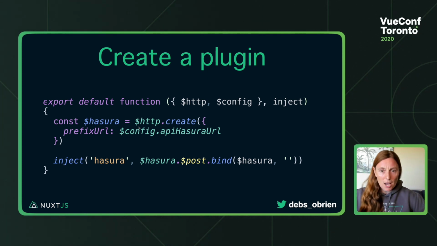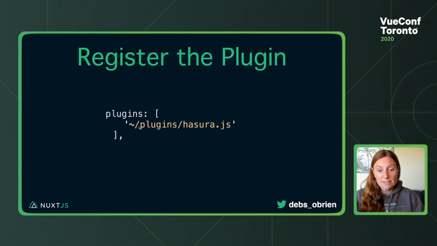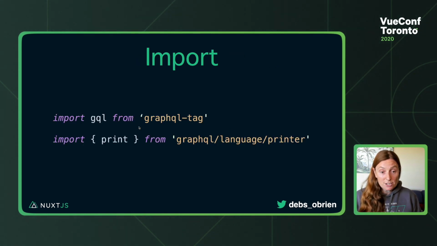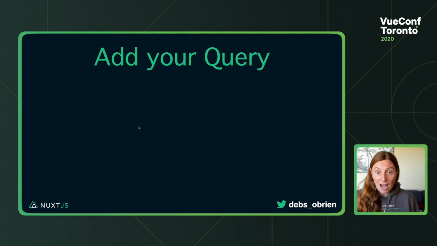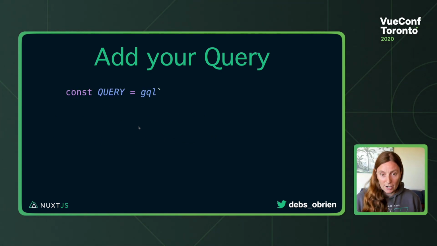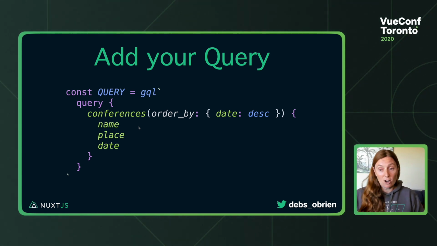Just those lines of code is my plugin. Really simple, right? So I can then register the plugin. As you know, you go to your Nuxt config, you go plugins, plugins Hasura to register it. And then I can start importing my GraphQL from GraphQL tag, import print from the GraphQL language printer. And then I just need to add the query, right? So const query equals the query that I copied. Yeah, you've seen I copied that earlier.